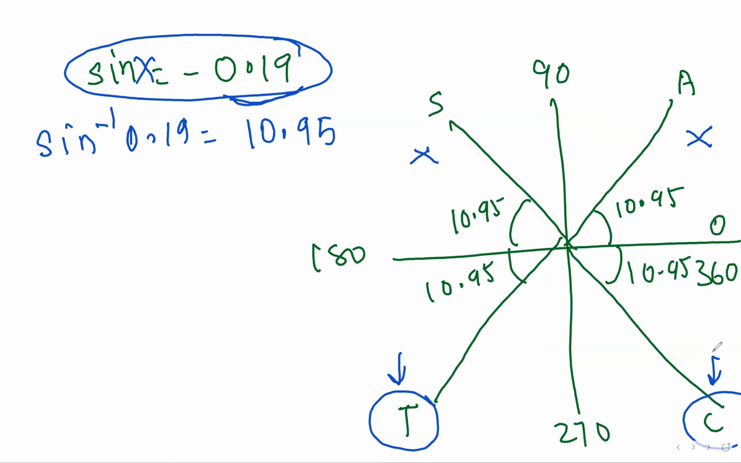Now I will be looking at these quadrants where I will be getting sine negative. So what I will be doing over here, I want sine negative. As it is coming after 180, I will be getting sine negative in this manner. My theta will be 180 plus 10.95 because 10.95 is coming after 180.